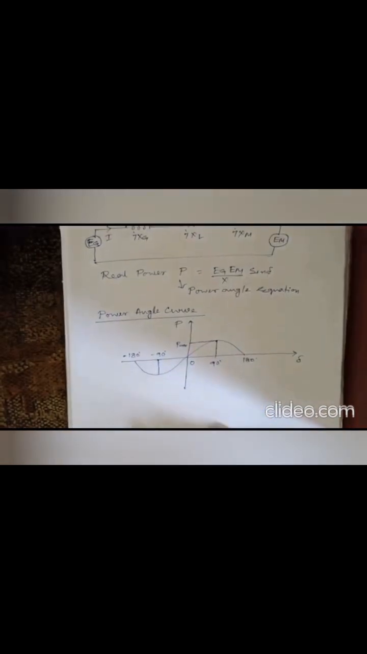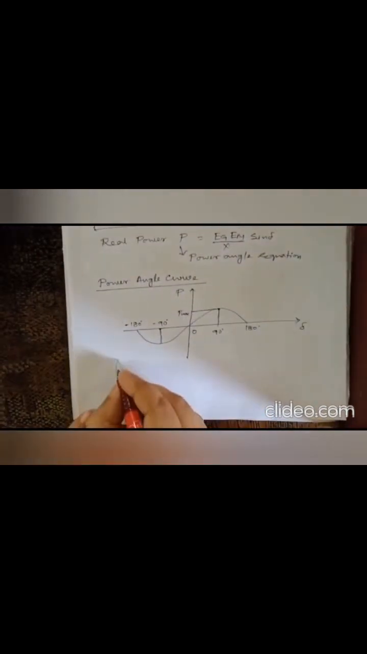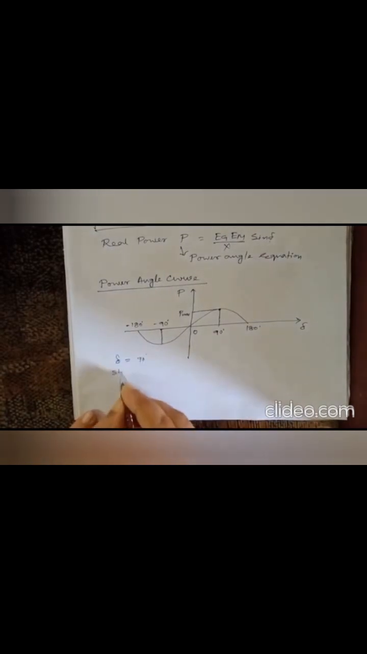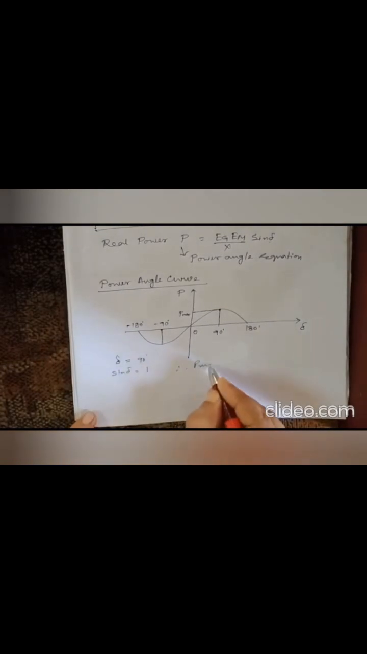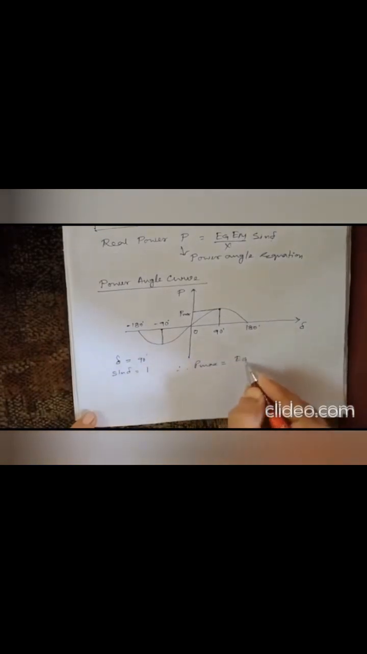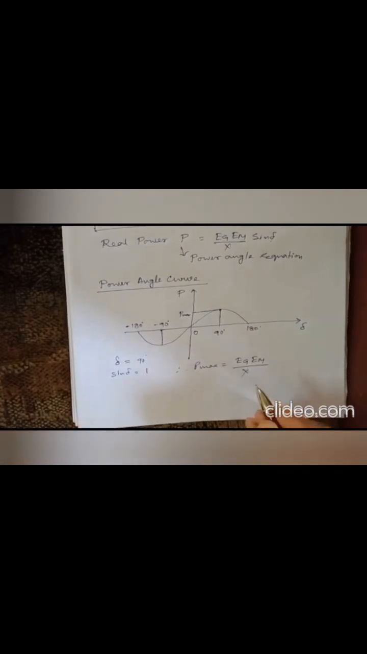The maximum power occurs when delta equals 90 degrees. That means sin delta equals 1. So P max equals EG EM by X. And this is the steady state stability limit.